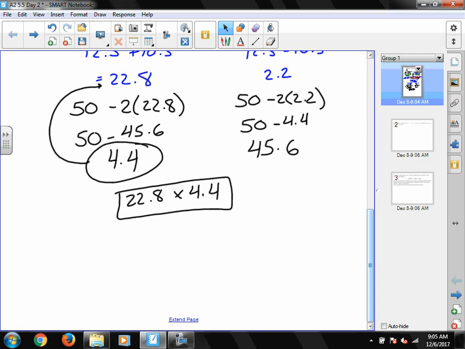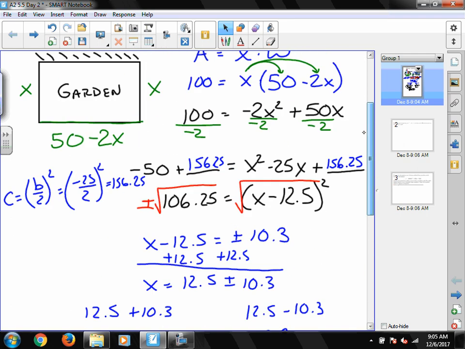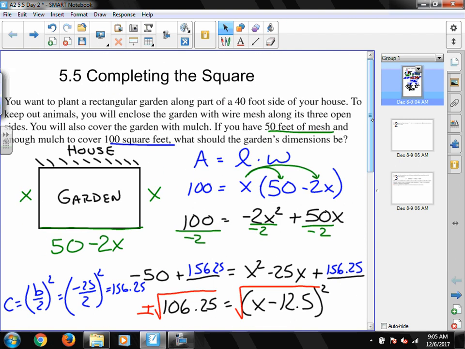And the reason that I can't have this 45.6 be a side length is I wouldn't have a rectangle, because my yard, or the house that I'm going to use, is only 40 feet. So I would have extra hanging out over here. So I couldn't do that. I want to use just the side of my house. I don't want to put that extra side on there.